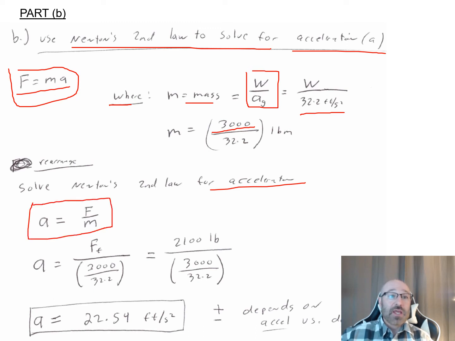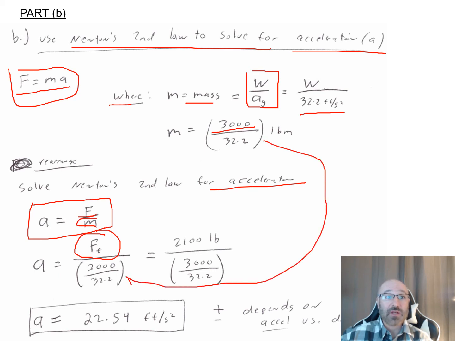From Newton's second law, we want to find acceleration. We can rearrange and say that acceleration is equal to force divided by mass. So acceleration is equal to our frictional force, F sub F, divided by m. Frictional force we've already solved for in part A is 2,100 pounds. Our mass here is 3,000 divided by 32.2, from our weight divided by acceleration due to gravity. We can plug that in and solve for our acceleration. Acceleration is 22.54 feet per second squared, which does make sense from our unit analysis. Now this can be positive or negative, depending upon whether it is accelerating or decelerating.